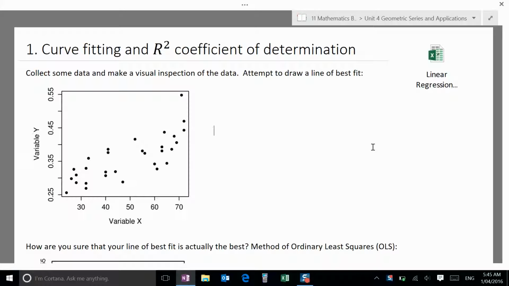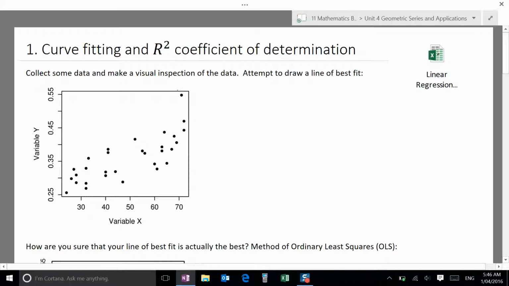So let's just imagine we collect some data. We've got two variables, variable y and variable x. It could be anything, doesn't matter what they are. I'm trying to draw a line of best fit through this data to establish some relationship between them. I look at that data and think, apart from this guy at the top, it looks pretty linear. So I'm going to attempt to fit a linear line of best fit through the model.